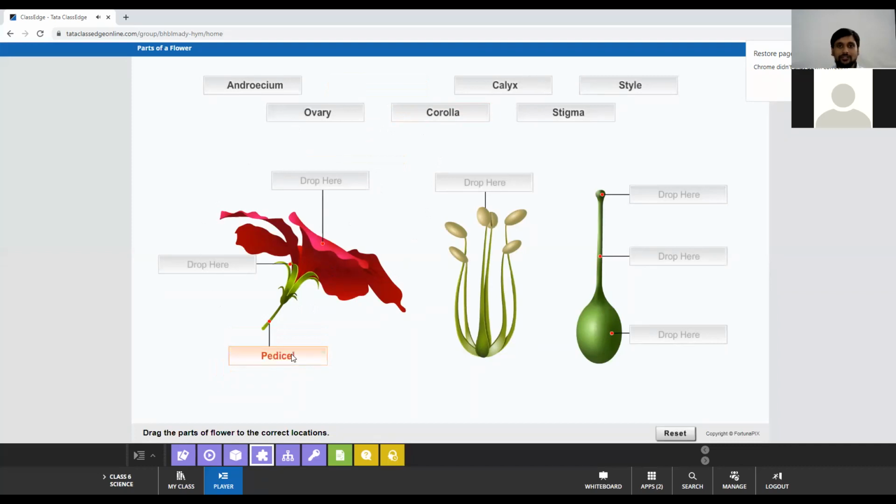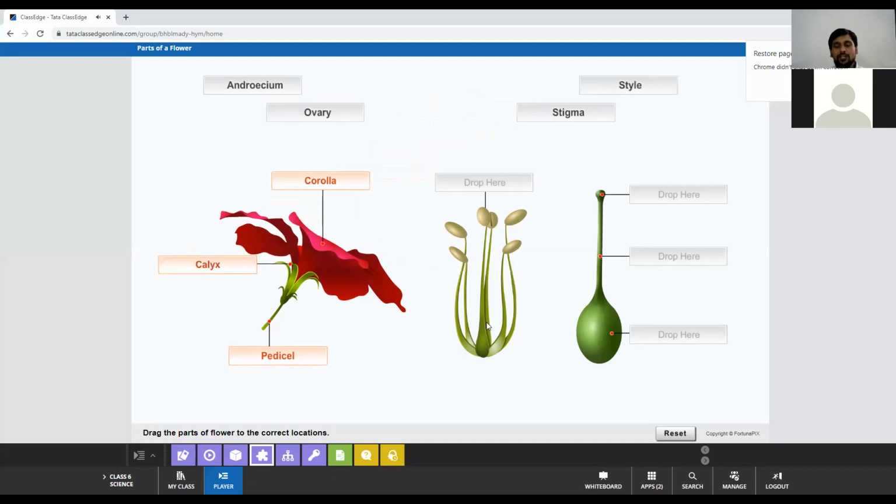Excellent. Then what are the colorful things called as? Petals, sir. Yes. Other name for the corolla. Then what are these green color structures? Sepals, sir. Yes. Other name for the sepal? It is calyx, sir. Excellent.